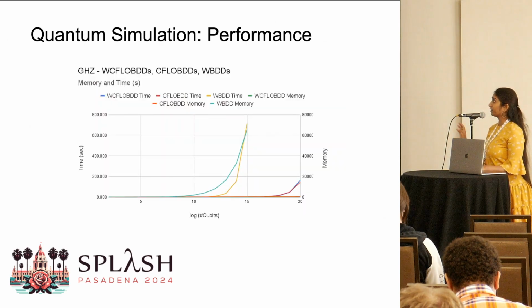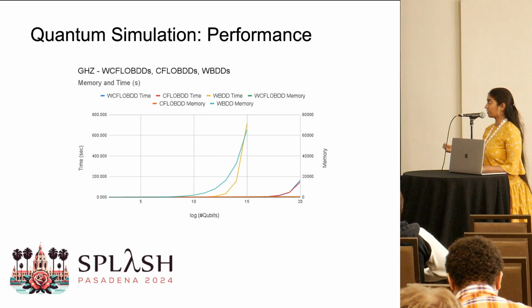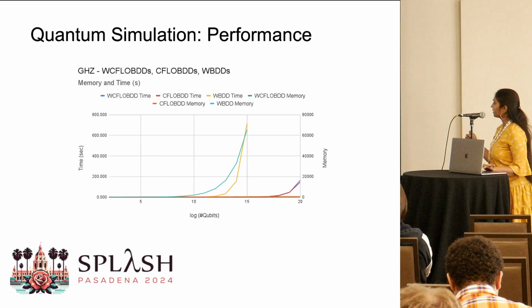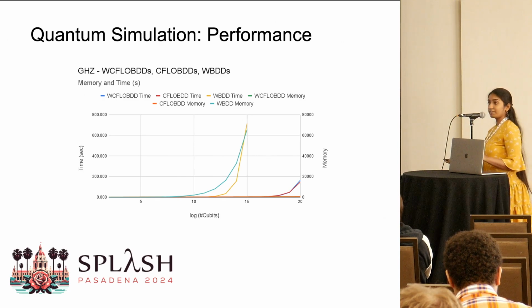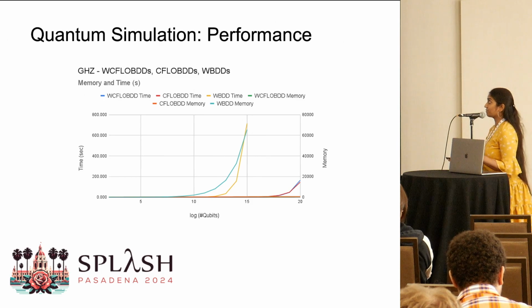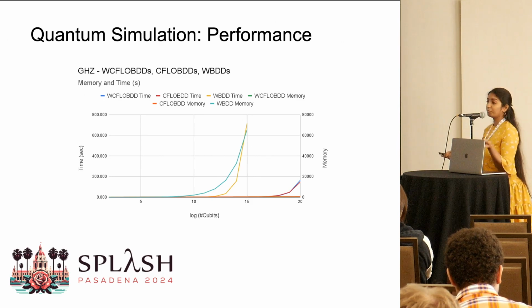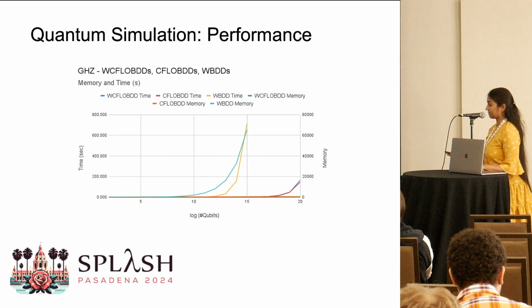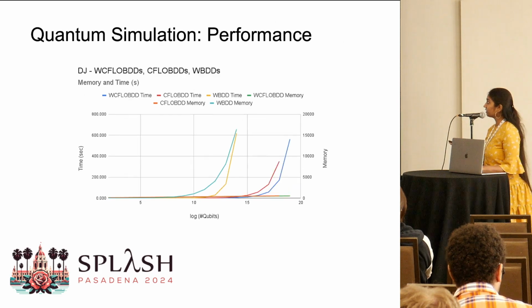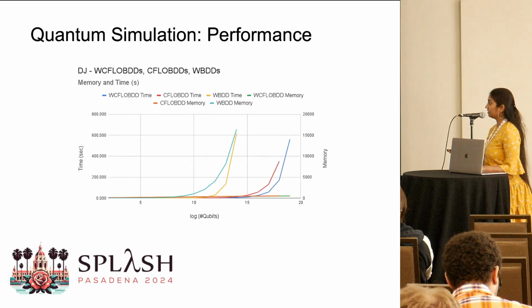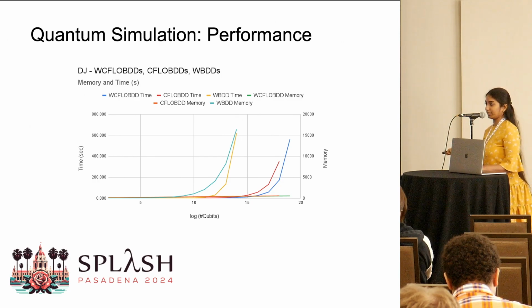If you want to look at the performance specifically for, let's say, this benchmark of GHZ, if you take a look at the dark blue line, the dark green line, weighted CFLOBDDs perform as well as CFLOBDDs, and they perform much better than weighted BDDs in this case, in terms of both time and memory. For another function of US gesture, they perform better than CFLOBDDs and weighted BDDs.